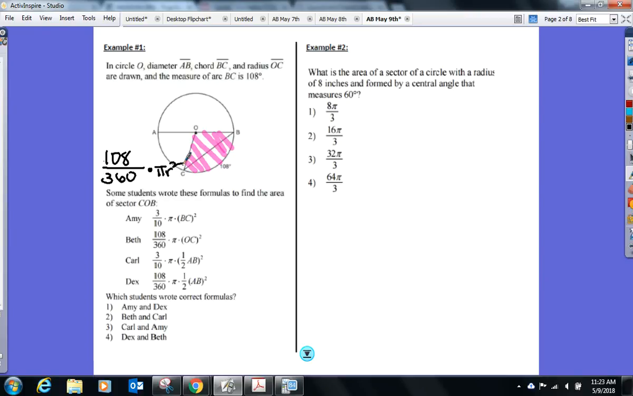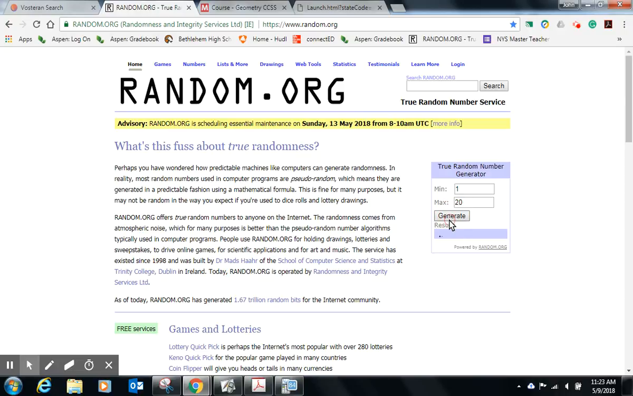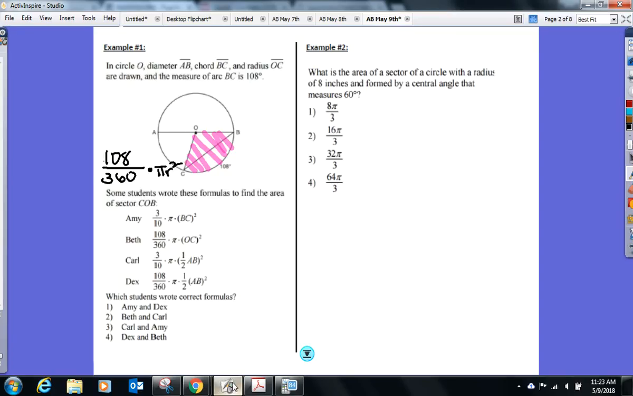All right, let's look at Amy's. Three over ten times pi times BC squared. Is she right or wrong? And if you're going to tell me she's wrong, tell me what part of her formula is wrong. She's wrong. Why? What part of her formula doesn't make sense? Yeah, I should be doing pi radius squared, not pi chord squared. Good job, Max. So she's wrong.